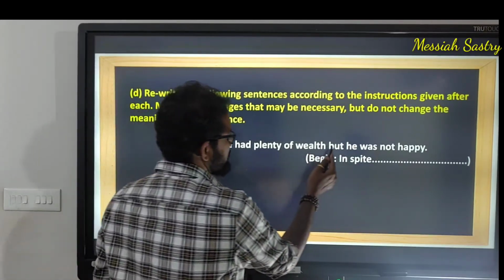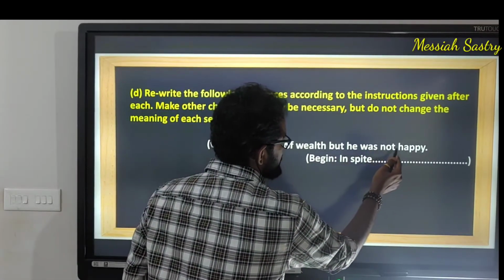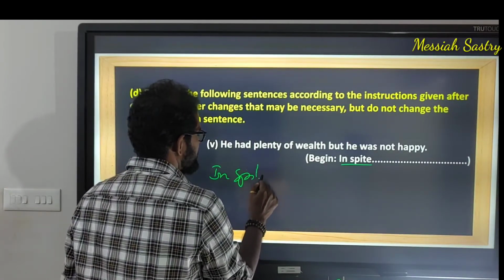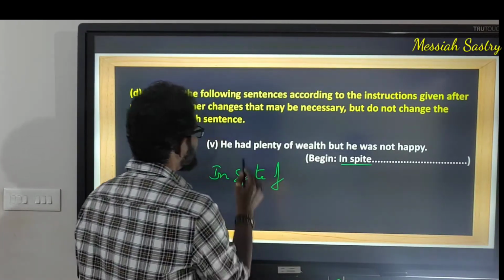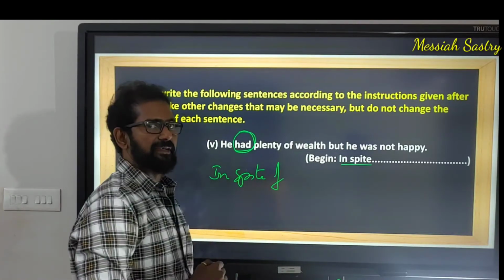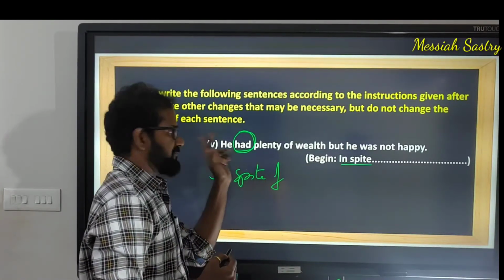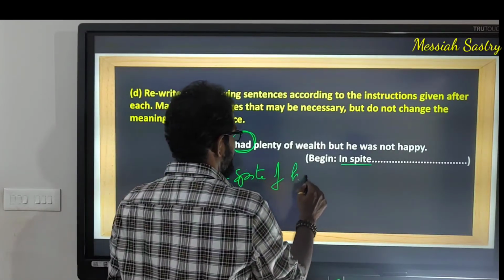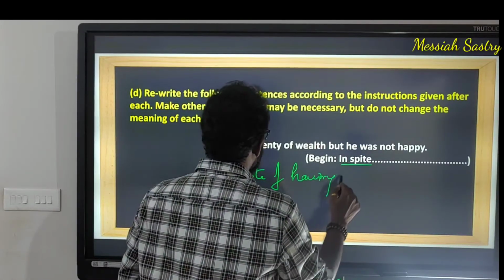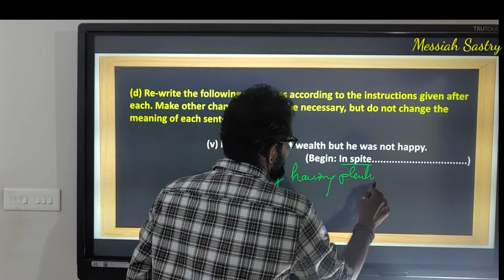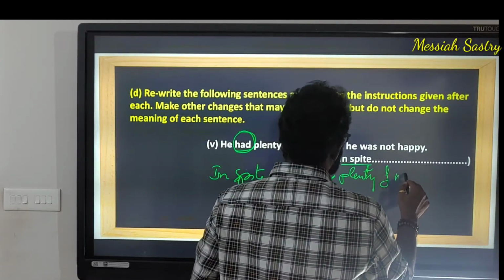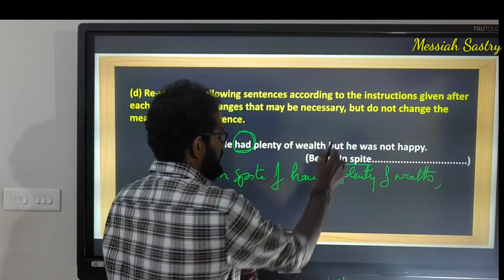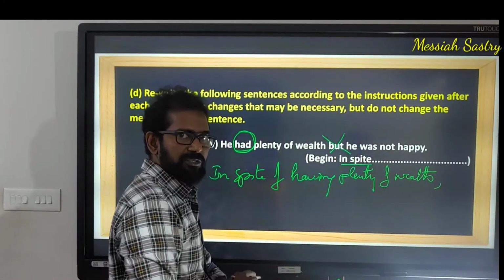We had plenty of wealth, but he was not happy. In spite of had. Have form is given. If there is a have form, we are supposed to use having. In spite of having plenty of wealth, comma. Remove but, don't use but again.